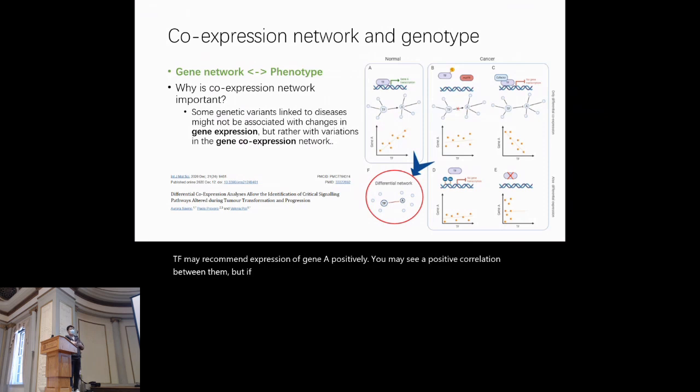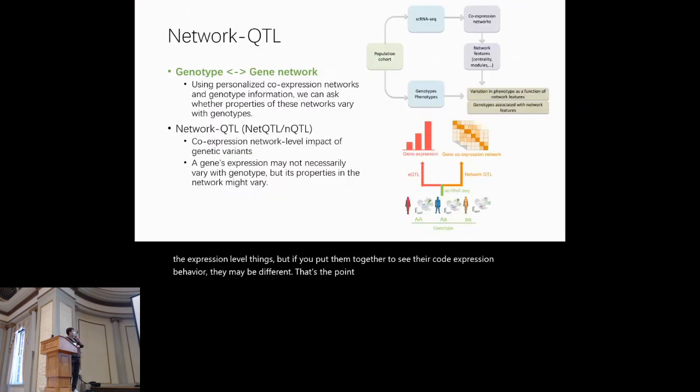But if some mutations or variants happen in this TF, it may lose control of the expression of gene A and even prevent it from expressing. So although you may or may not observe a difference at the expression level, if you put them together to see their co-expression behavior, they may be different. That's the point here.